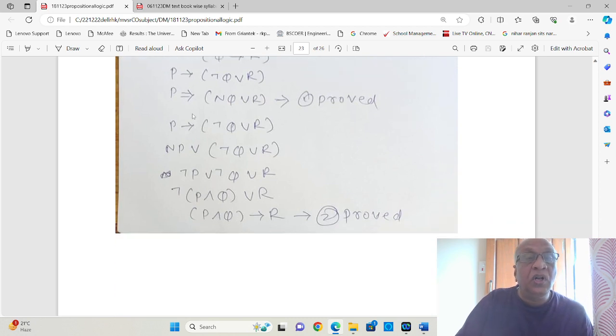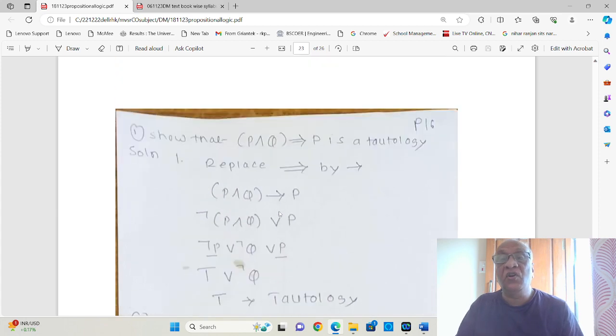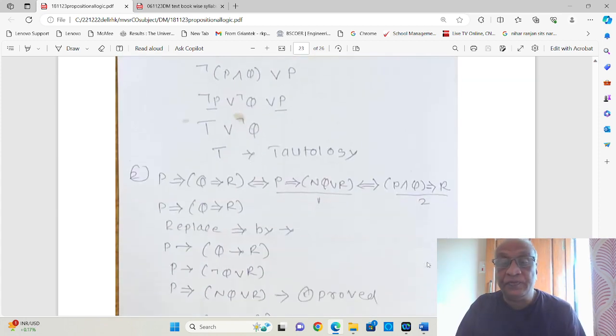So now same thing, I am taking P implies (not Q or R). So that is A implies B, so that can be represented as not A or B. So not P or not Q or R. So that can be represented as not (P and Q) or R. So that will be represented as P and Q implies R. So second one also is proved.